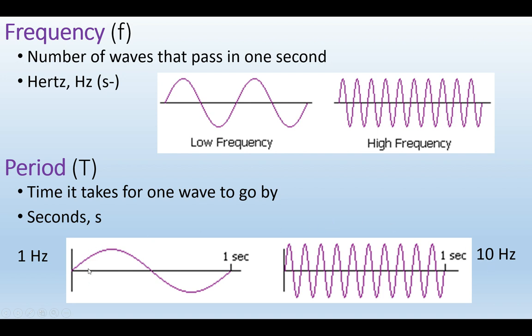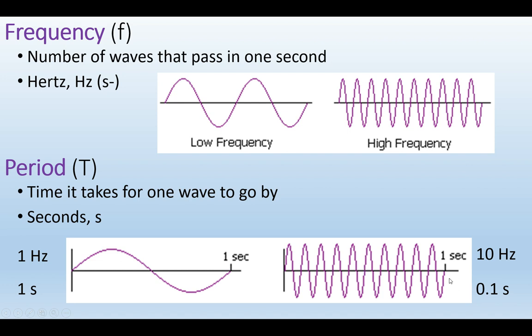Now, if we come back and we look at the period, okay, the time it takes for one wave to go by, well, this is kind of the same thing, right? So if we have one wave in 1 second, the period of that wave is going to be 1 second. Now, how long would it take one of these waves to go by? If 10 go by in 1 second, then we must have each wave going by in 1/10 of a second.